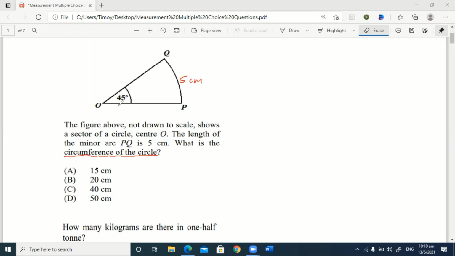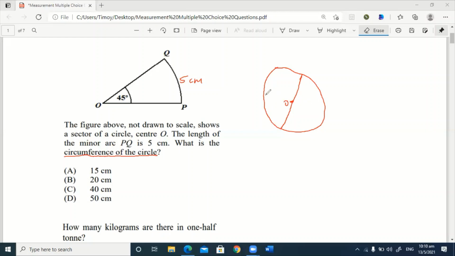What do we know? We know that a sector is a part of a circle. So let's make a quick sketch. So if we have a circle, right? And our circle has a center, right? So let's say that this is O here. We have a sector that has 45 degrees. So how many sectors can we get out of a whole circle with arc length 5 and sector angle 45 degrees?